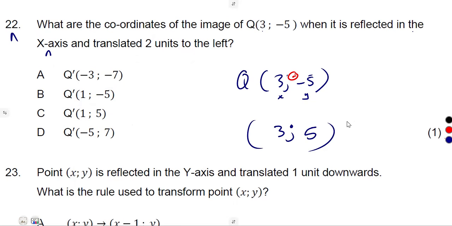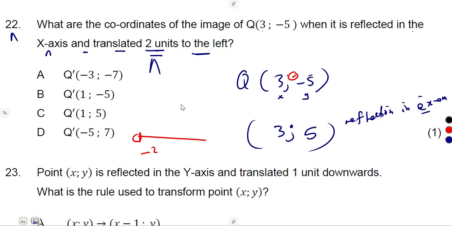This is a reflection in the x-axis. And translated 2 units to the left, it's another one. Let's transform to the left. To the left, like I said, you subtract. So how many units? 2. On the x value, subtract 2. So 3 minus 2 is what? It's 1. So the final point is going to be 1, 5.